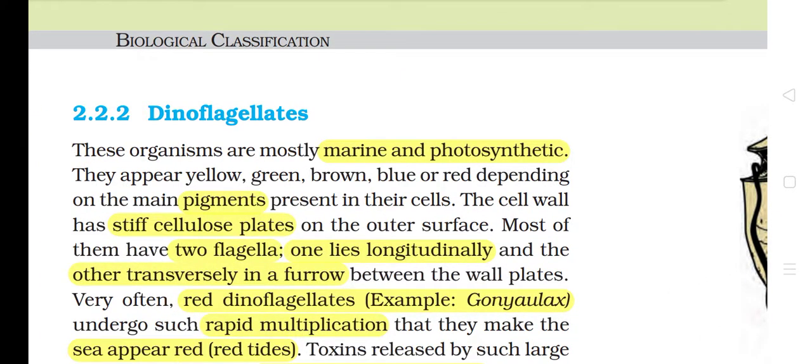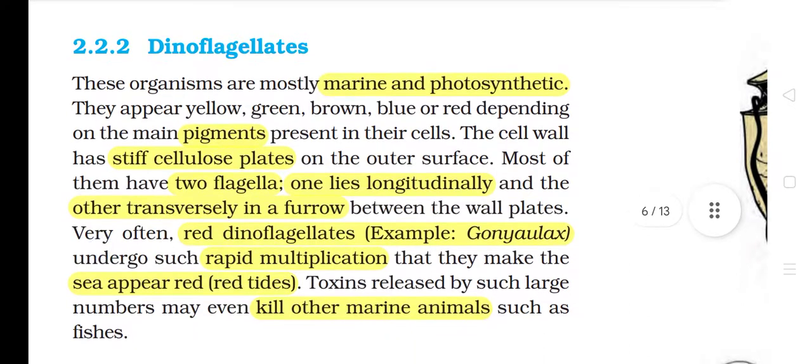2.2.2 Dinoflagellates. These organisms are mostly marine and photosynthetic. They appear yellow, green, brown, blue, or red depending on the main pigments present in their cells. The cell wall has stiff cellulose plates on the outer surface. Most of them have two flagella, one lying longitudinally and the other transversely in a furrow between the wall plates.